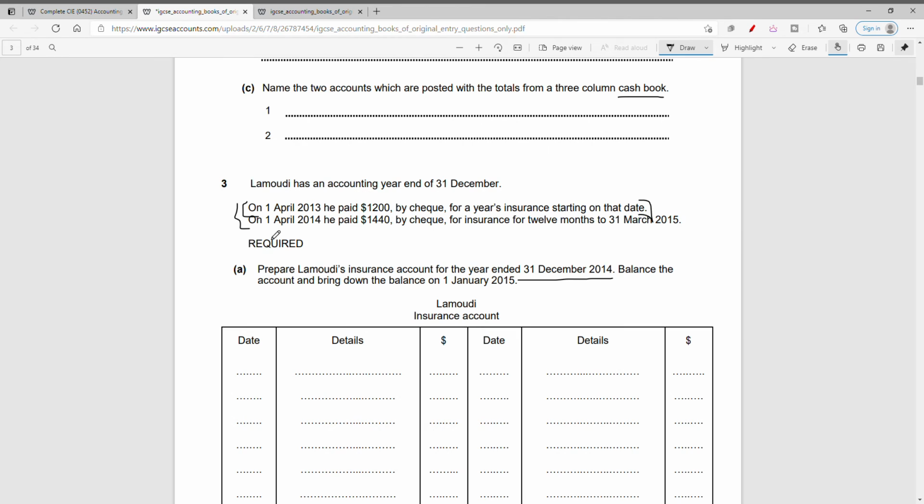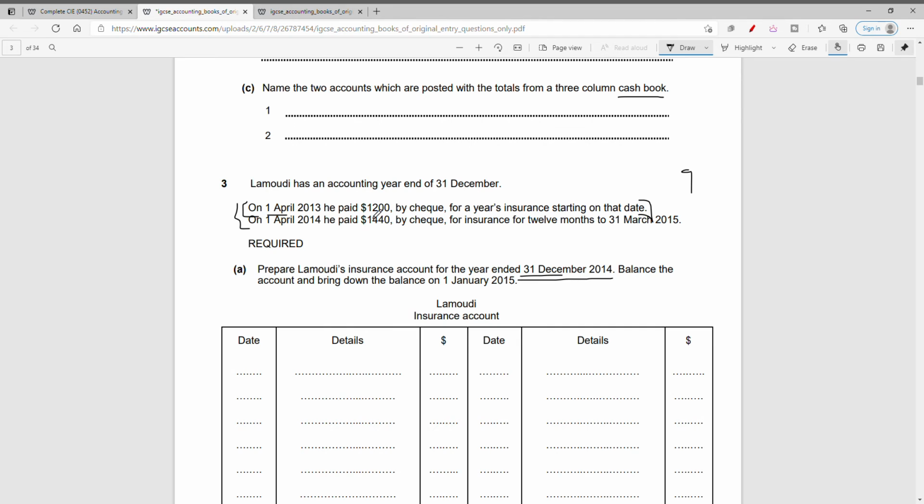So let's tackle the first one first, okay? It says that on the 1st April 2013, he paid 1,200 by check starting on that date. The key is starting on that date. So let's count from 1st April to 31st December. That will be April, May, June, July, August, September, October, November, December. 9 months, okay? That's 9 months to this.